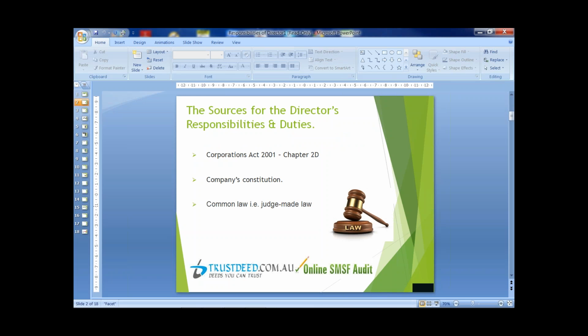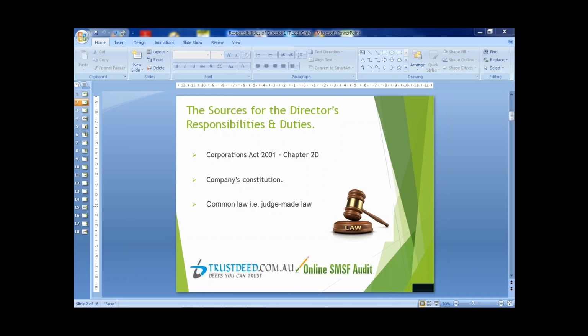So what are the sources for directors' responsibilities and duties? Or where does the director's responsibilities arise? The law that governs the director's responsibilities are Corporation Act, Company's Constitution, and Common Law. We will have a brief sneak peek in these resources. First is Corporation Act 2001.